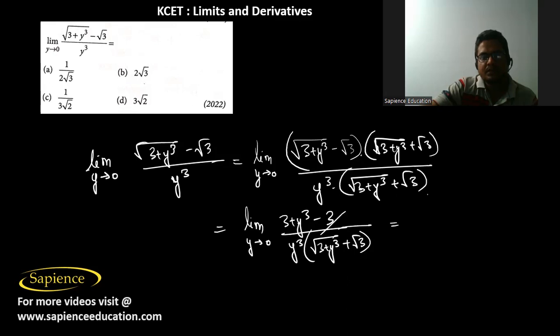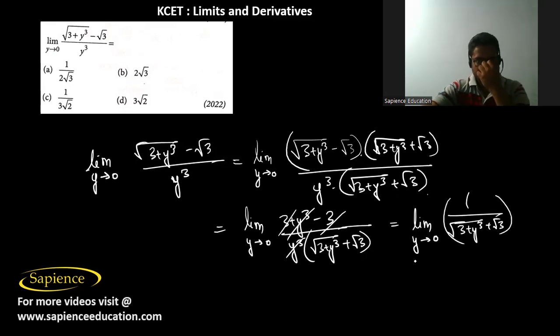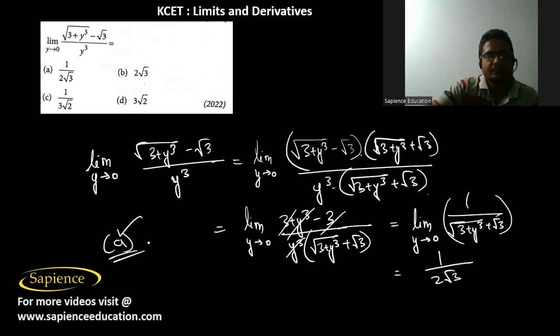Then 3 and 3 will cancel out, y cube will cancel out. This will be limit y tends to 0, 1 by root over 3 plus y cube plus root 3. If we put y equal to 0, this will be 1 by root 3 plus root 3, which is 1 by 2 root 3. So option A is the correct answer.